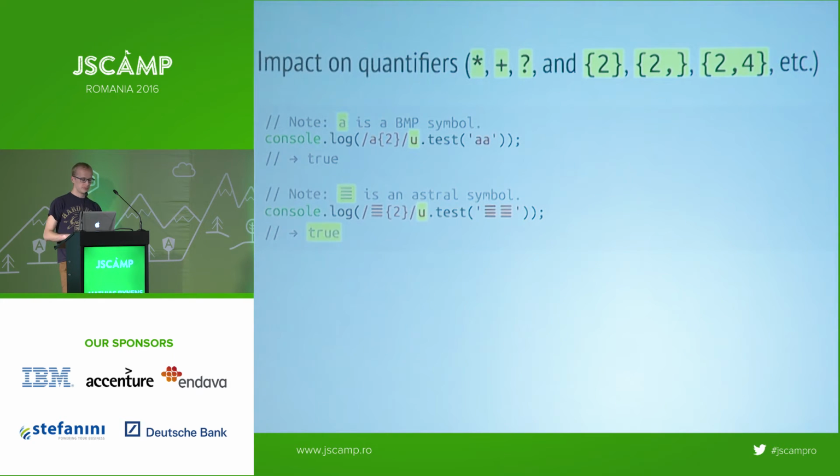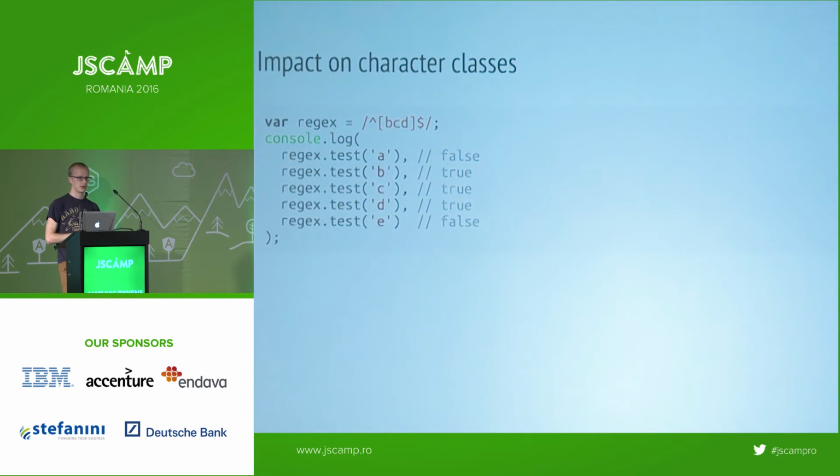Now, there's a certain impact of the u flag on character classes as well. So in a regular expression, you can use these braces, well, the brackets, really. And if you do things like B, C, and D, it means I only want to match one of those characters, but nothing else. And that's why A won't be matched, E won't be matched, but B, C, and D will be matched in this example.